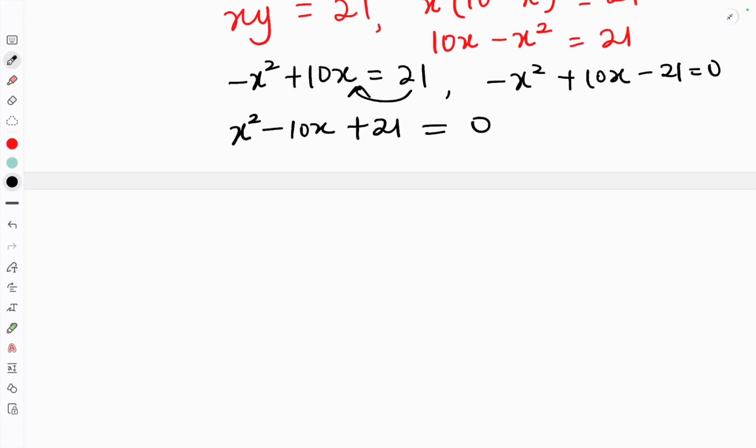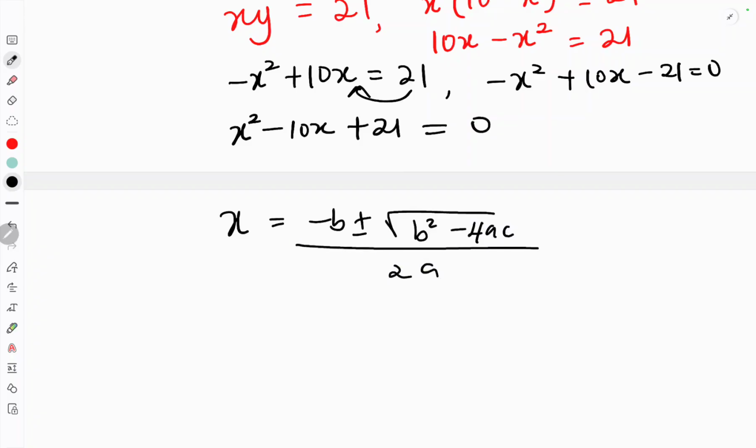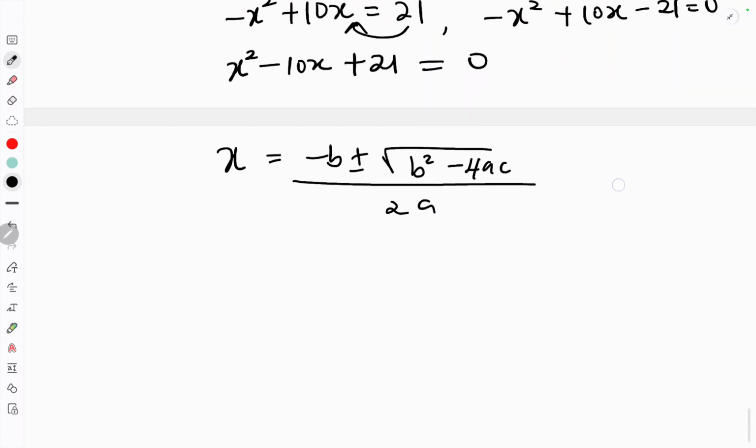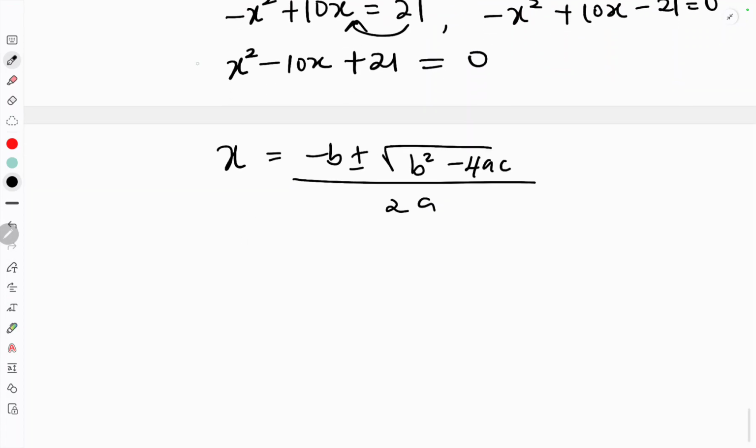I'm going to use the general quadratic formula, which says that x is equal to minus b plus or minus the square root of b squared minus 4ac, divided by 2a. If you have any other method that can solve this, you can drop it in the comments. So from this, our a is the coefficient of x squared, our b is the coefficient of x, and our c is the last term.